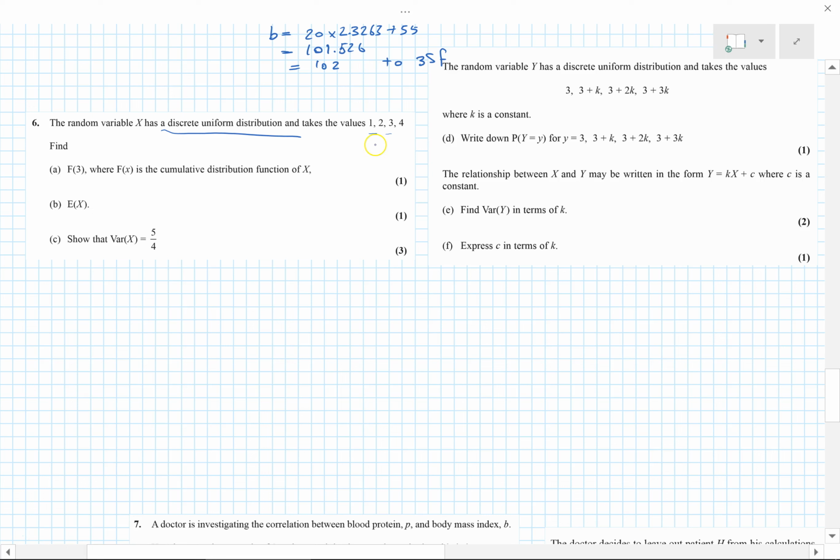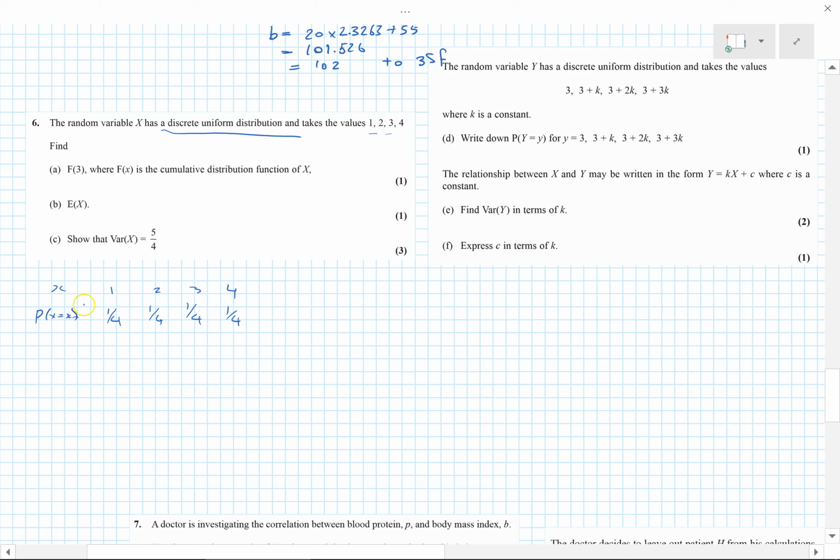So really, if it's defined over the values 1, 2, 3, 4, and I was to draw the probability distribution up as a table, I would just have 1, 2, 3, 4, and because there was an equal number of outcomes, 4 outcomes, they'd all have probability a quarter.